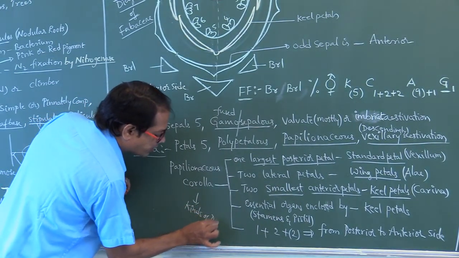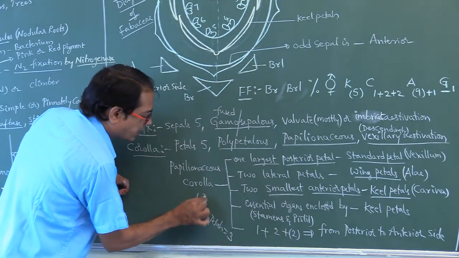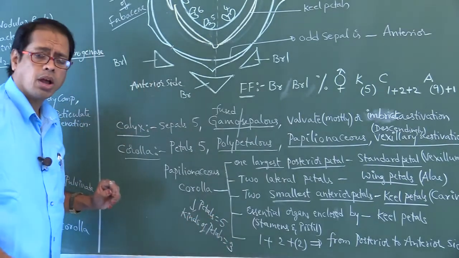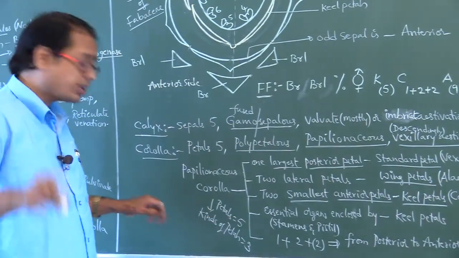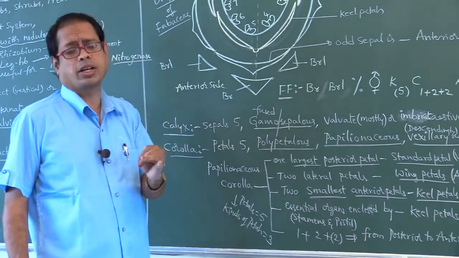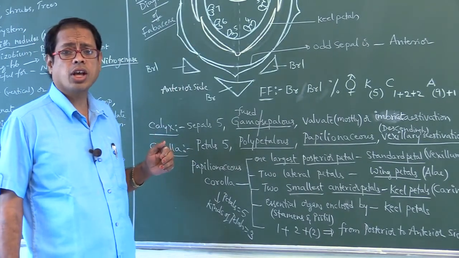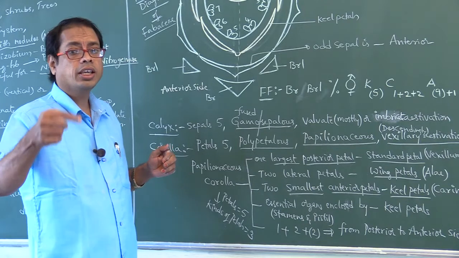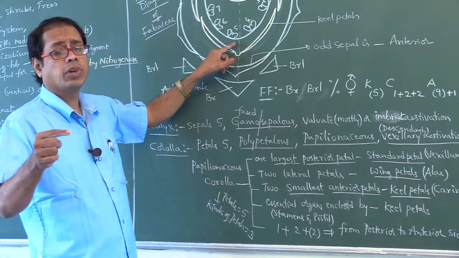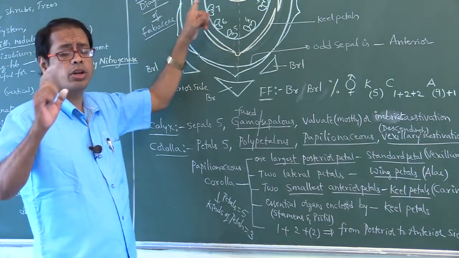How many kinds of petals? Number of petals is 5. Kinds of petals is 3: standard petal, wing petals, keel petals. So which petals enclose the essential organs? Keel petals. Keel petals are at the anterior side, and the standard petal is at the posterior side. These points you have to remember.